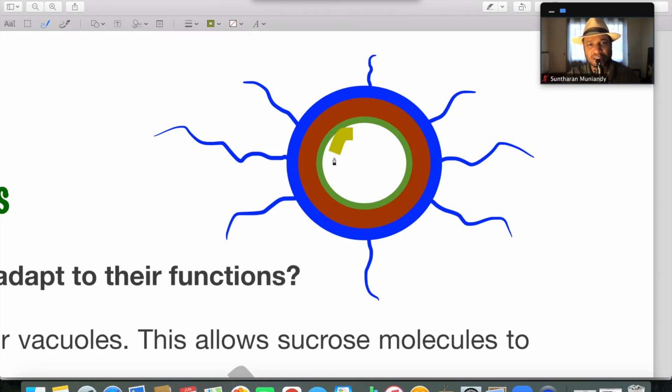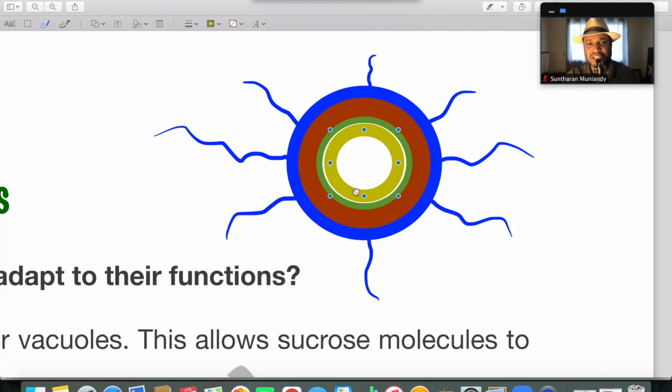Let me draw that first. The pericycle is part of the vascular structure, and it is also involved in the secondary growth of the vascular structure. So this is the pericycle.